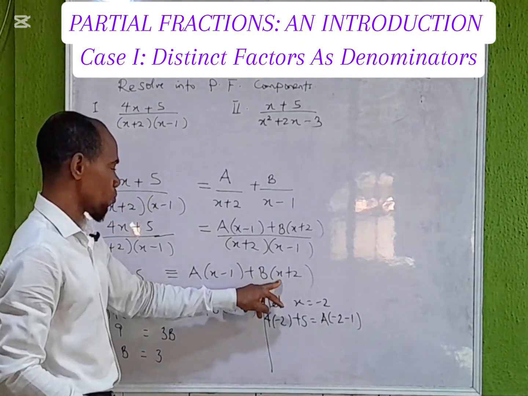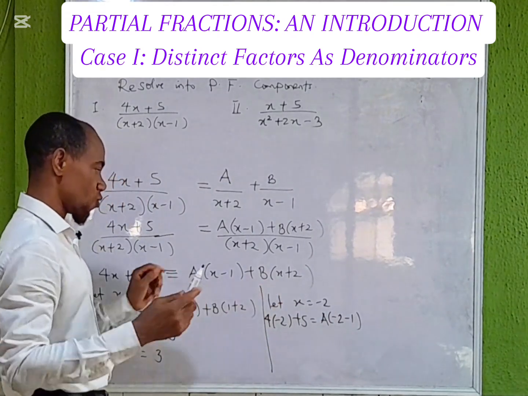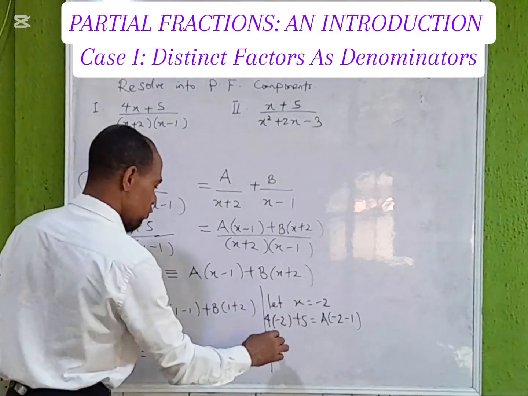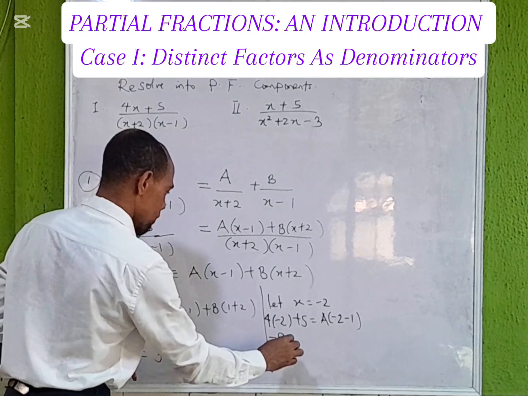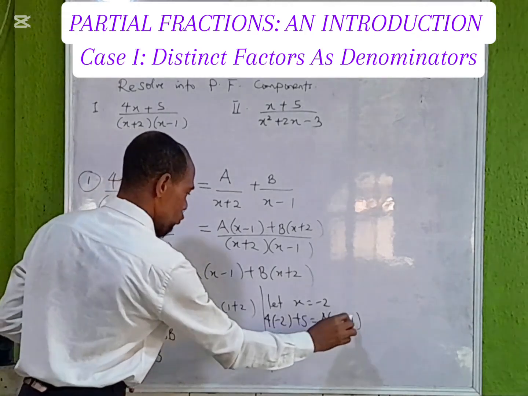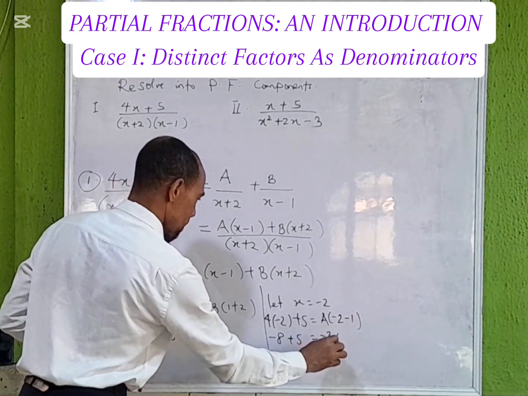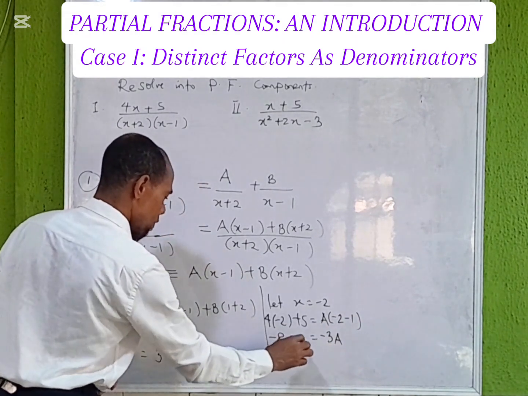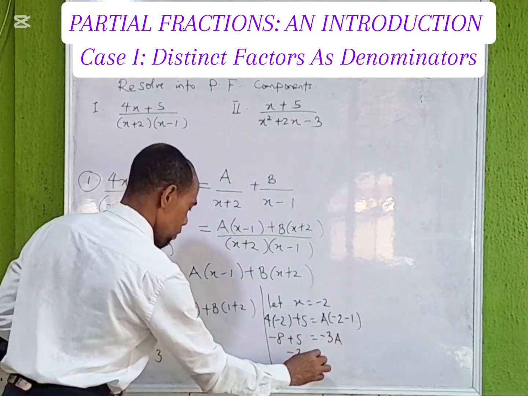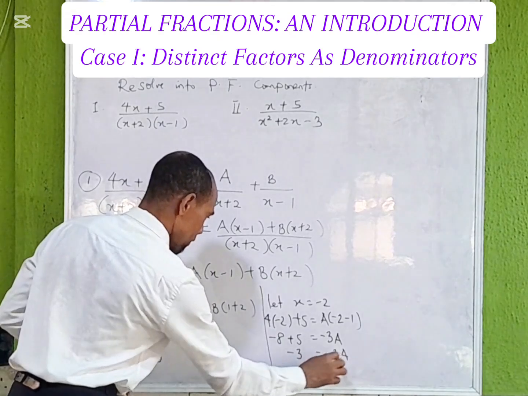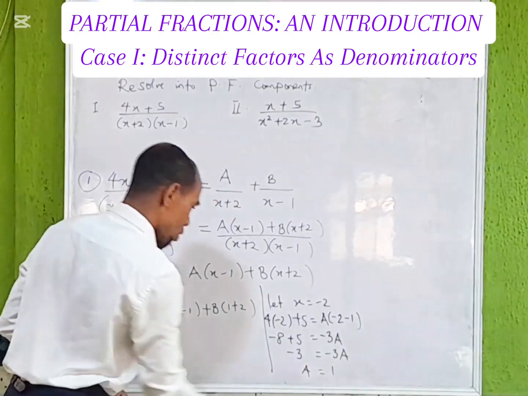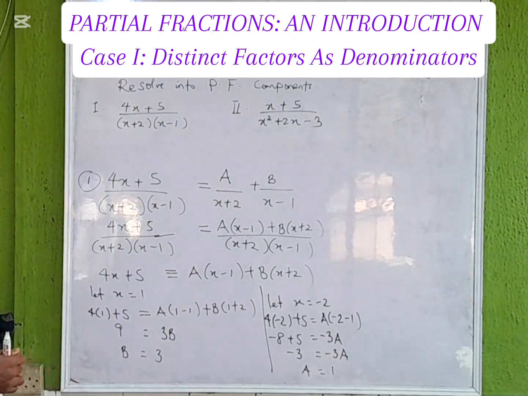Then if we put minus 2 plus 2, that's going to be 0 times B, which is 0 as well. So 4 times minus 2 is minus 8, plus 5. Minus 2 minus 1 is minus 3A. So minus 8 plus 5 is minus 3, equals minus 3A. Therefore, A is 1. So we've gotten our A and B.